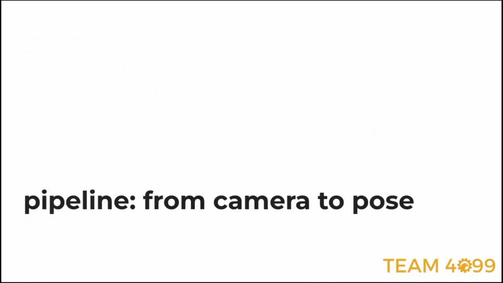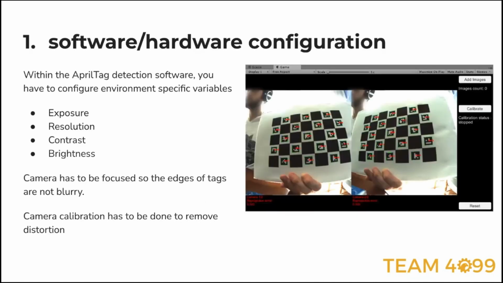Okay, so pipeline. It's really important that we talk about how we use all this hardware and software and cameras, and how we take the data that we're getting from our software and put it into a format that we can use in order to actually score points. So the first thing we need to talk about is hardware and software configuration. Within an Apriltag detection environment, or wherever you're doing your Apriltag work, you always have to configure the following environment-specific variables.